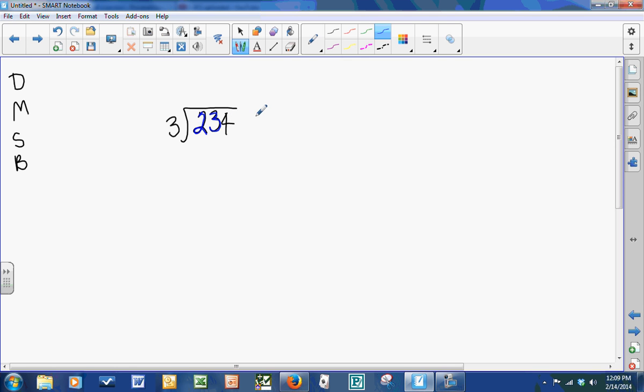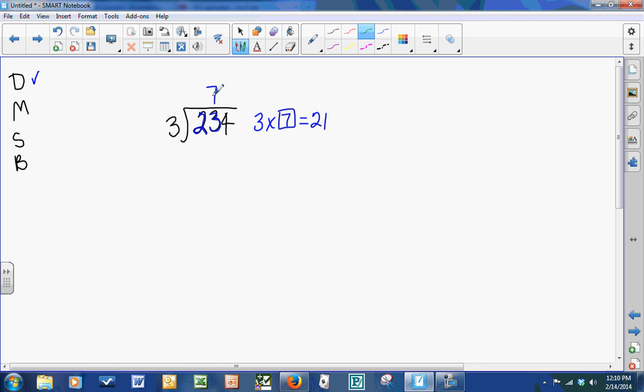So I'm going to ask myself 3 times what equals or gets me as close as I can to 23. Well, 3 times 1 is 3, but that's very far away from 23. I could do 3 times 8, but that's 24, and that's too much. So it seems like 3 times 7 equals 21. That's as close as I can get to 23 without going over. So the 7 goes above the 3 because I'm dividing just by the 23. Remember, this 4 does not exist right now. And that takes care of the first step.